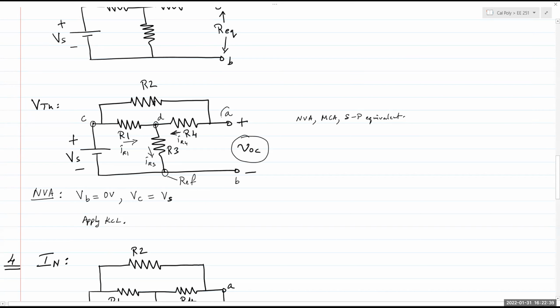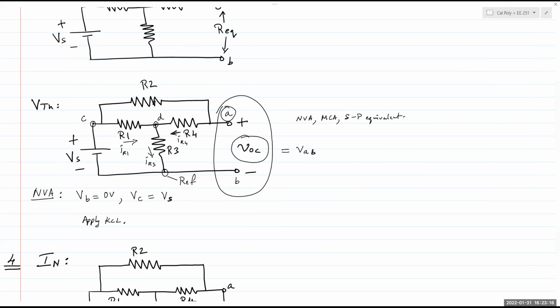Once you find the voltage at VA, that would be your VOC because the reference node is B and VOC is measured with reference to B. So VOC is simply equal to the voltage at A with reference to B. So VAB. All right. That might seem like a lot, but when you sit down to solve this, it is rather straightforward. So again, if you get stuck anywhere, please reach out to me or reach out to your other professors.